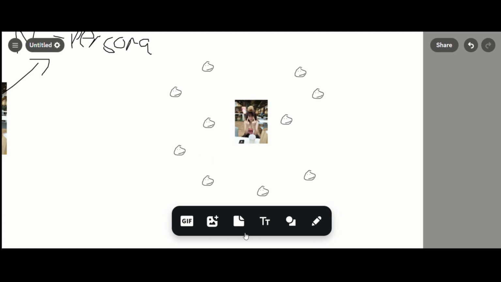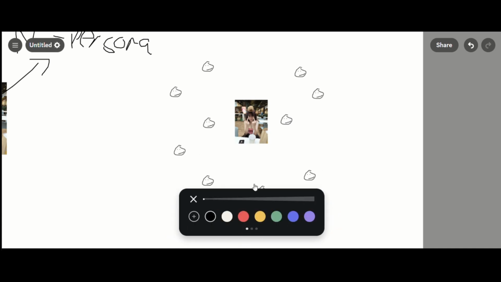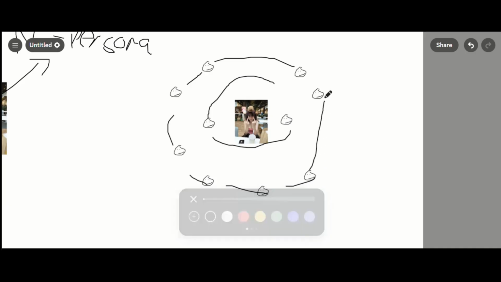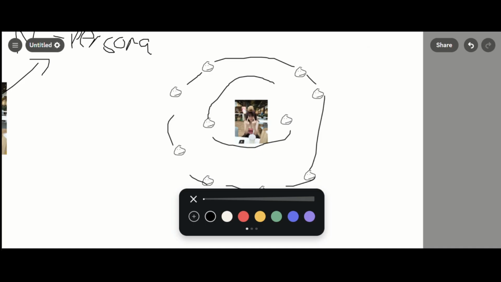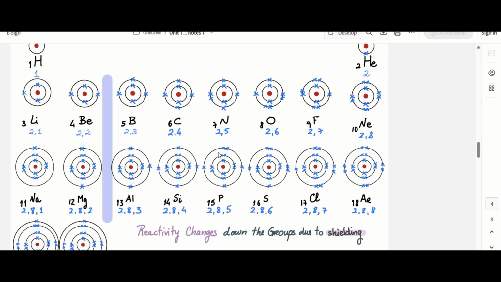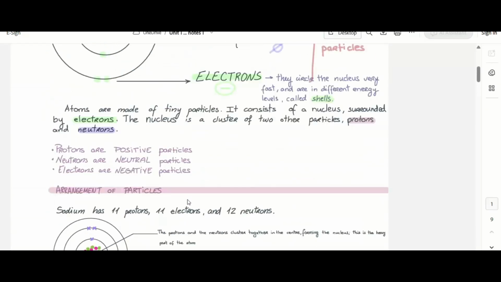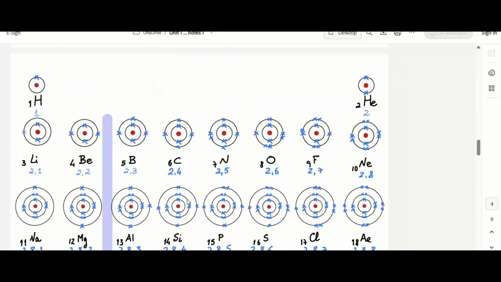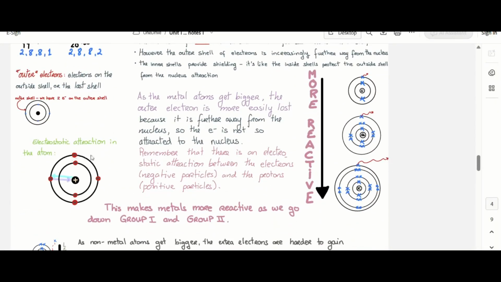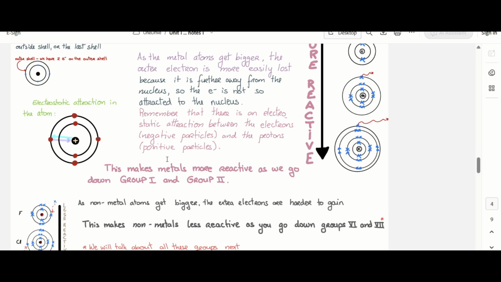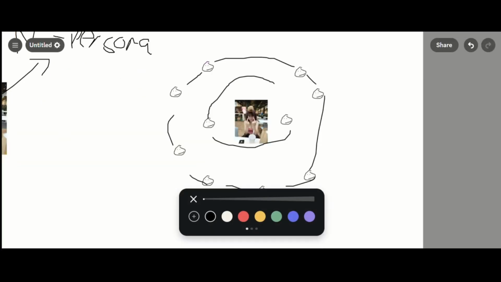So you'll have to do with that. Electron shell: first shell, second shell. Done. Okay, and this is how it's actually supposed to be drawn, and these are the notes I've been given to know what to actually talk about. So it's basically the same. Then reactivity change.